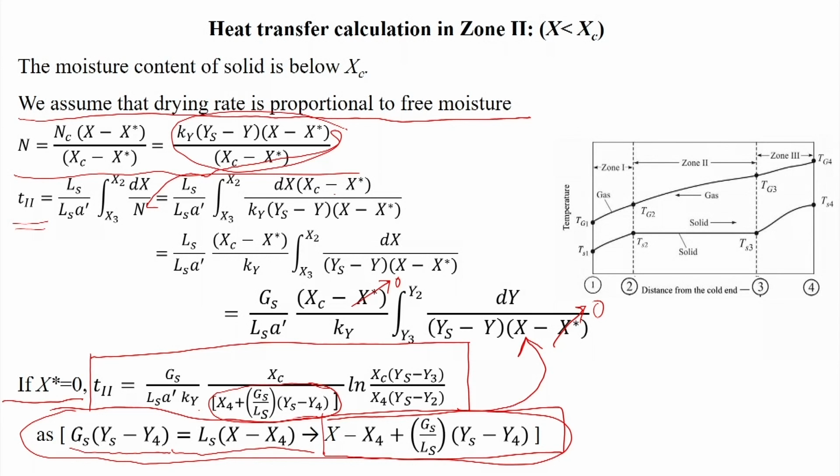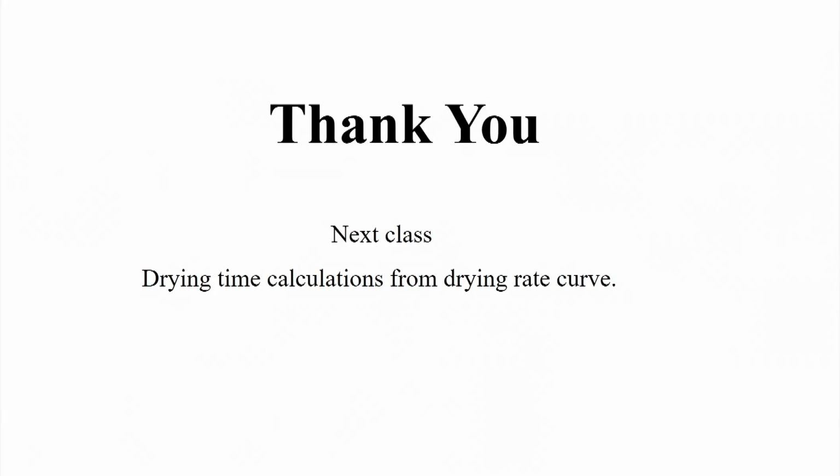Now we will be able to calculate the total drying time in the continuous dryer, that is, in zone 1, zone 2 and zone 3. In the next class we will be discussing the drying time calculation from the drying rate curve. There we will discuss different situations and calculate the total drying time. Thank you.